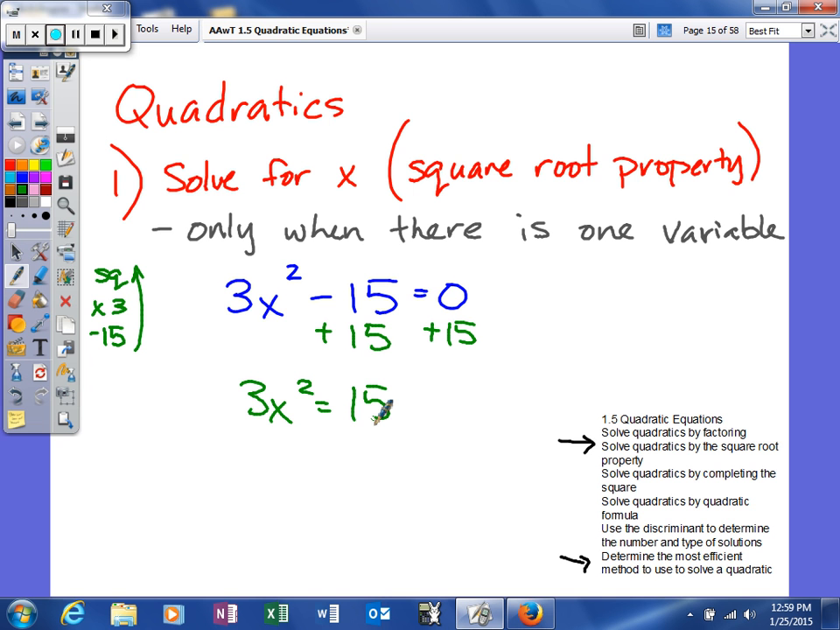We'll then go ahead and divide both sides by 3, because that's the inverse of multiplication by 3. And that's going to give us x squared equals 15 thirds. I'll write it down here. And then lastly, the inverse of squaring is the square root. So we'll take the square root of both sides.